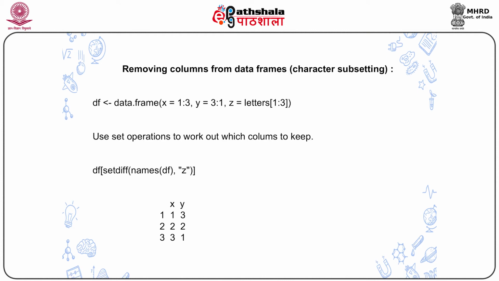Now here we are trying to remove columns from data frames. Suppose df is again a data frame, and now df contains x is equal to 1 to 2, y is equal to 3 to 1, and z is equal to letters 1 to 3. That is, we are starting with the letter A and we are going up to the third letter. Now, if you know the columns you don't want, use set operations to work out which columns to keep. So, we are using this code for this. Here is the code and here is the output.